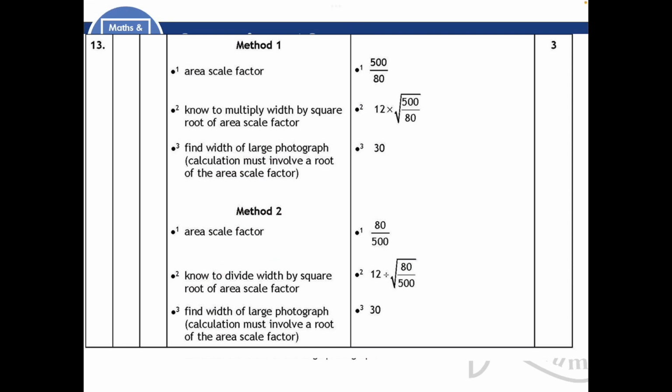So the area scale factor was the 500 over 80. Another mark, your second mark there for basically starting that next calculation. It includes the square root and the multiply by 12. And the final one for working out your answer of 30.